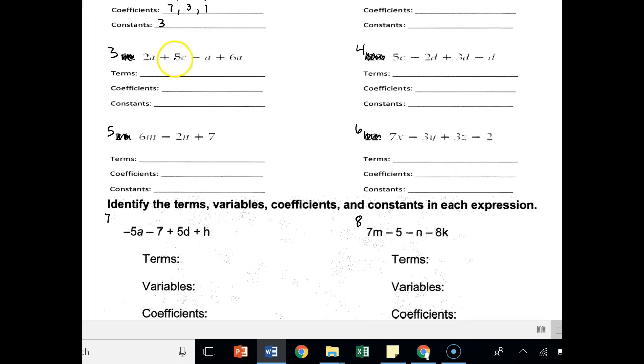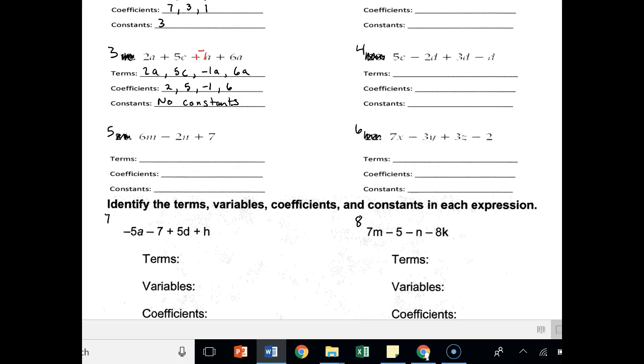Number 3, it says 2a plus 5c minus a plus 6a. So if I were you, I'd say plus a negative, and then also put your invisible 1 right there, because it's a variable all by itself. The terms are 2a, 5c, negative 1a, and 6a. Right? The coefficients, the numbers in front of the variables, are 2, 5, negative 1, and 6. And we don't have any constants. In fact, everything in this expression has a coefficient, so no constants, right? No numbers by themselves without being attached to a variable.